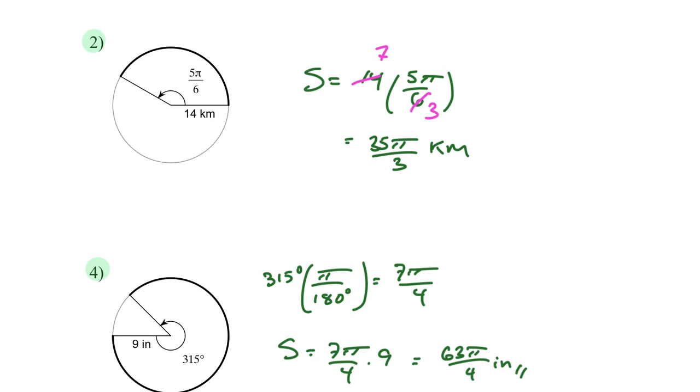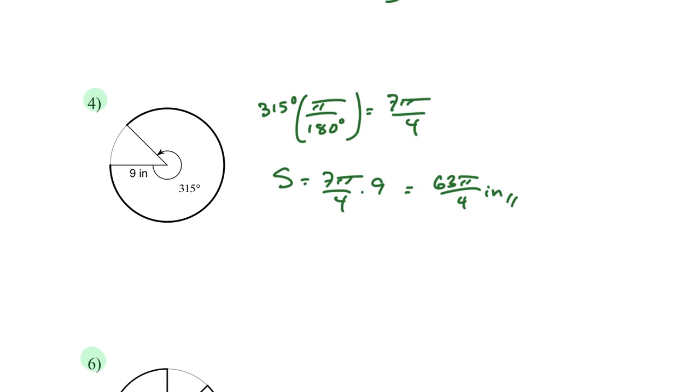Okay, so the next one, again, I have it in radians. So I'm multiplying 14 times 5 pi over 6. I'm simplifying here by 2, so I got a 7 and a 3. So I got 7 times 5 is 35 pi over 3 kilometers. Number 4, again, first step is that I got it in degrees. So I'm going to change it to radians. So 315 times pi over 180. By simplifying here, I got 7 pi over 4. That means that I'm multiplying 7 pi over 4 times 9. So that equals 63 pi over 4 inches, right? Because it's the unit inches.